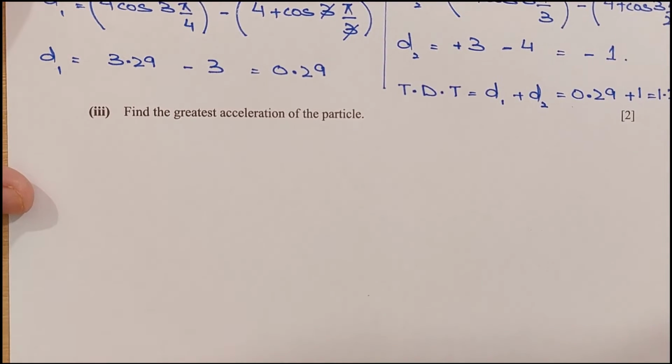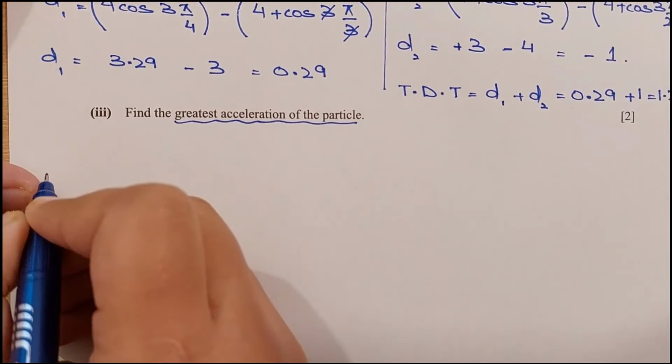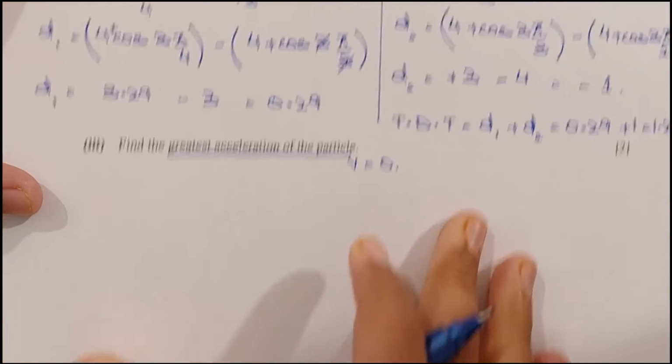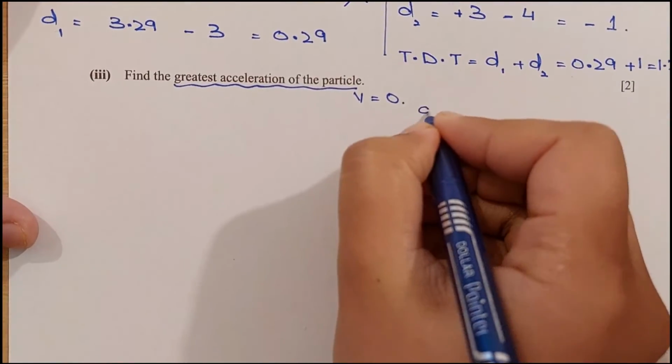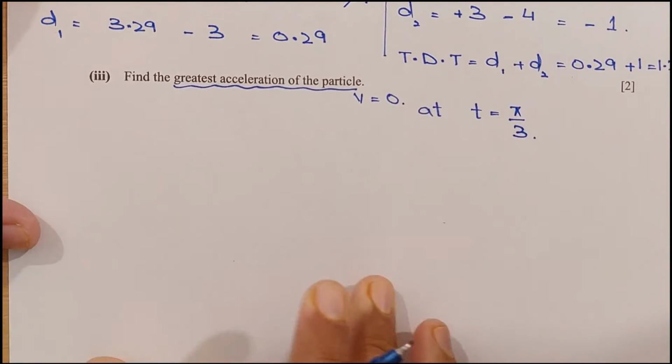Now for part 3, find the greatest acceleration of the particle. The greatest acceleration of the particle is at a point when the velocity of the particle is equal to 0. We know that the velocity of the particle is 0 at time t equals pi by 3. So we have to find the acceleration at pi by 3.